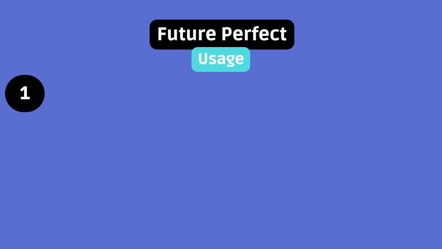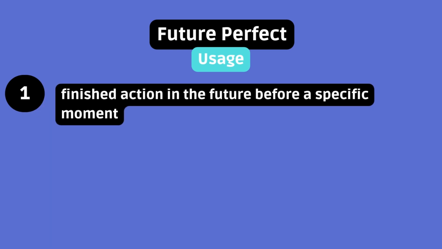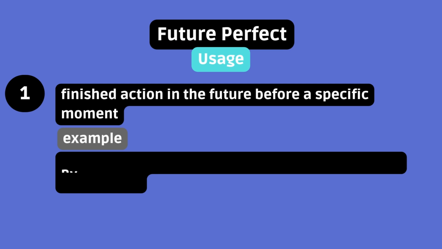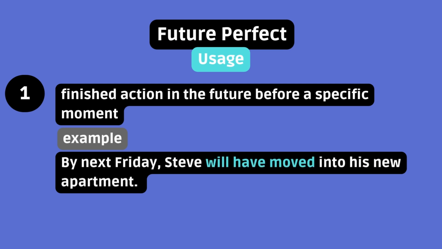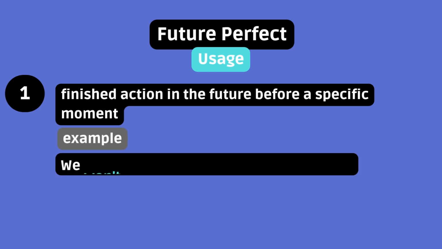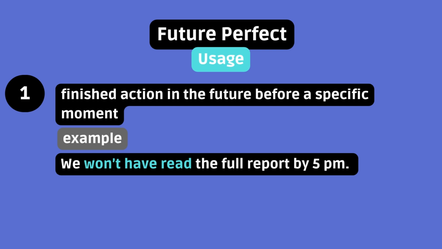It can be used to talk about a finished action in the future before a specific moment. A future action ends before a point in time. Example, by next Friday, Steve will have moved into his new apartment. This shows that the future action of moving will be completed before next Friday. We won't have read the full report by 5 p.m. Not fully reading the report is happening before the 5 p.m. deadline.